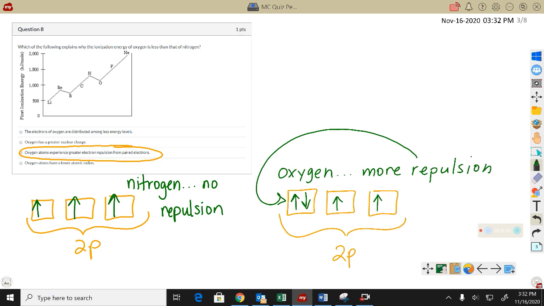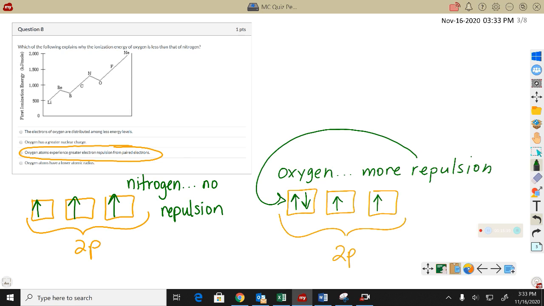Yes, oxygen has a greater nuclear charge, but then you would think that if that were the reason for this trend, you would think that the ionization energy would be higher in oxygen. Yeah, oxygen atoms do have a smaller radius, but again, that would, you would think, make the ionization energy higher. The electrons in oxygen are distributed amongst less energy levels. No, they're in the same energy level.